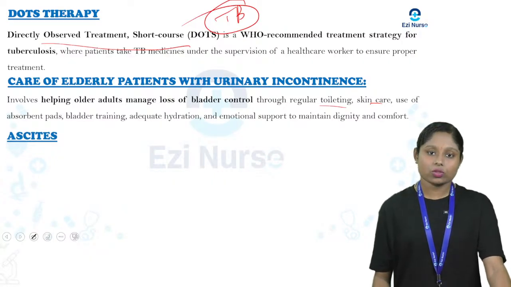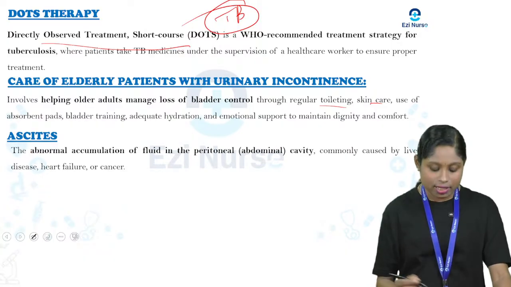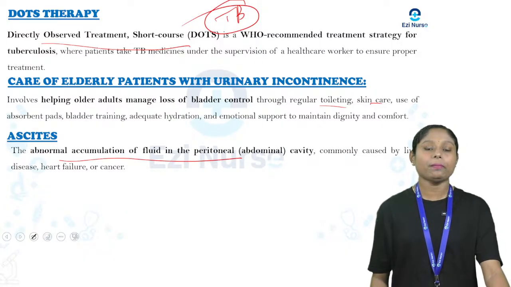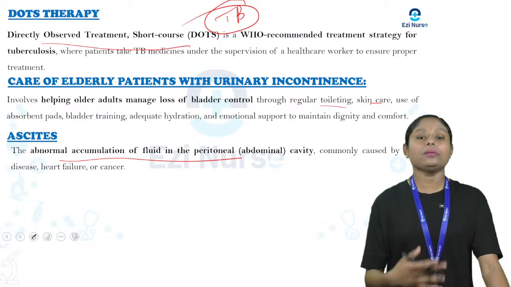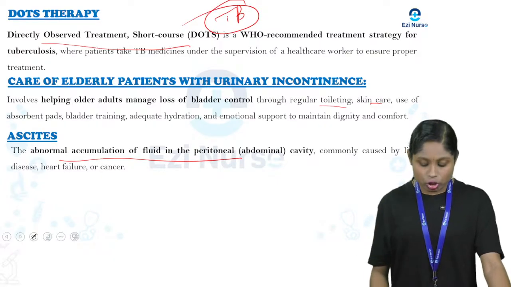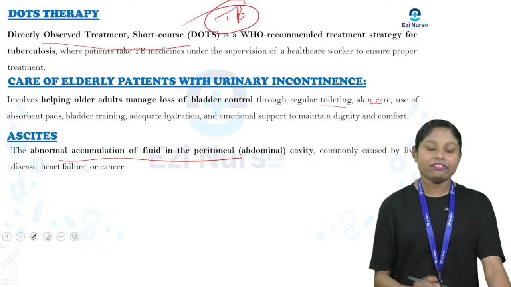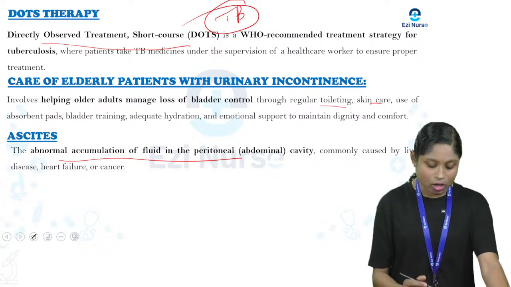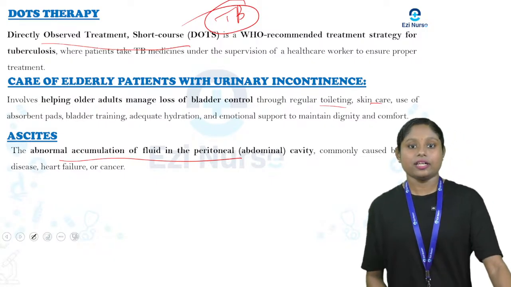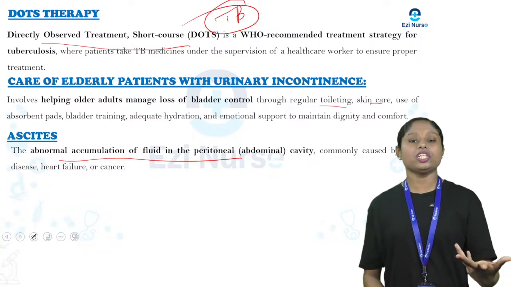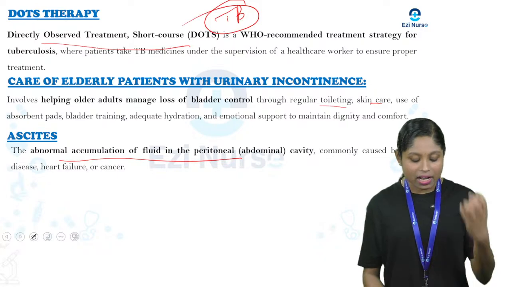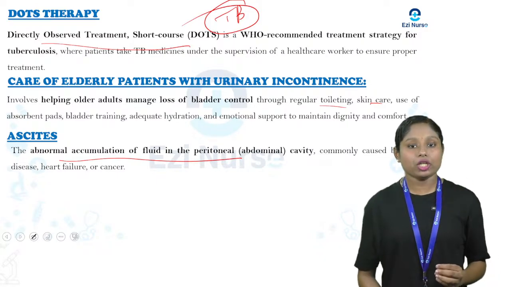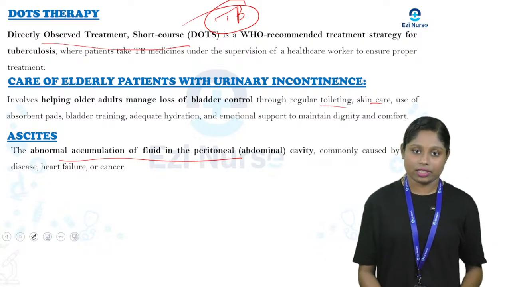Next is ascites. What is ascites? Already we have discussed. It's the abnormal accumulation of fluid in the peritoneal or abdominal cavity. So in the abdominal cavity, there will be abnormal accumulation of fluids, commonly caused by liver diseases, heart disease or heart failure, or cancer. So in these three conditions, sometimes that patient will develop ascites, nothing but the accumulation of fluid in the peritoneal or abdominal cavity.